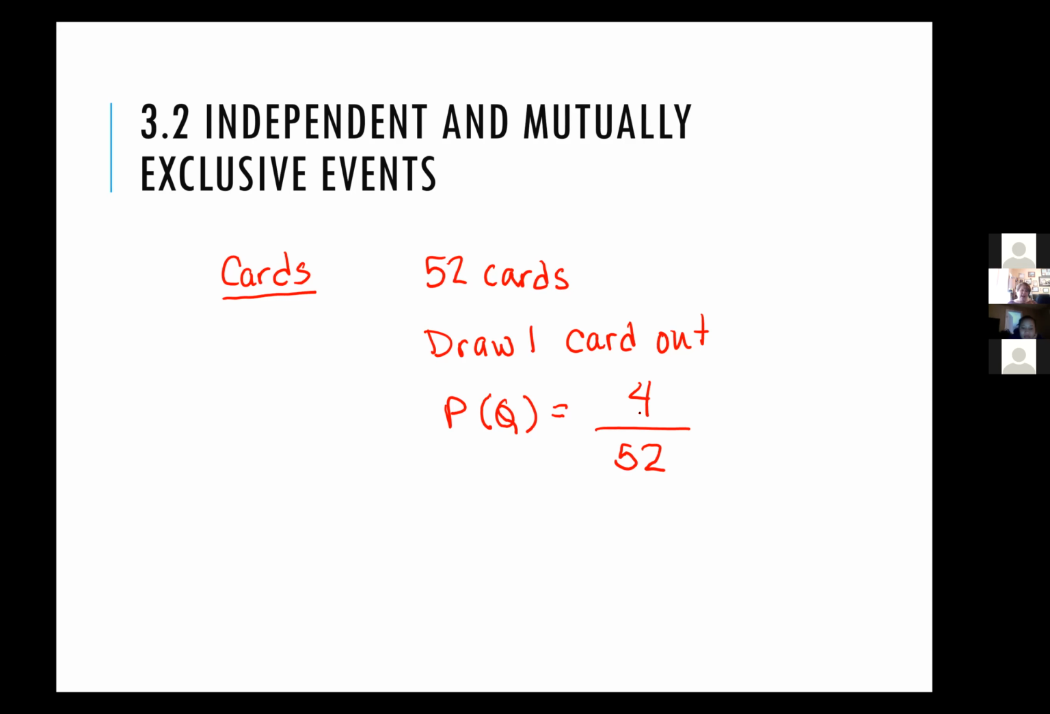Now let's say I take that card and I put it back in the deck. Shuffle them up again. What's the probability of me getting a queen? Same thing. So one event didn't depend on what the other event was. So if I replace the card, I don't have a conditional probability. The second event doesn't depend on the first event. But what if I don't?